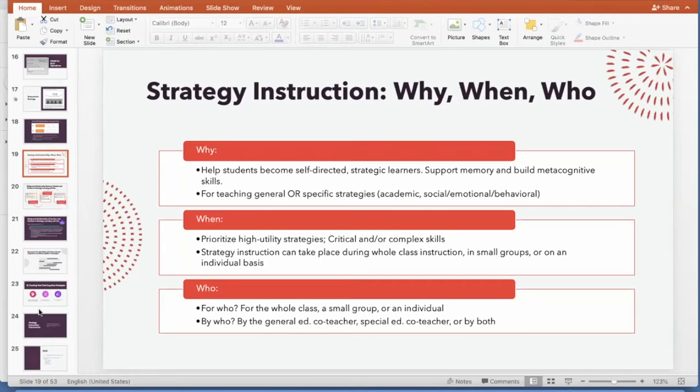And for who? Again, for one student, for a small group, for everyone, depending on the needs of the students in your class. By who? Again, very flexible. By the gen ed teacher, the special ed teacher, by both together. Again, depending on your goals for strategy instruction and who you're targeting.